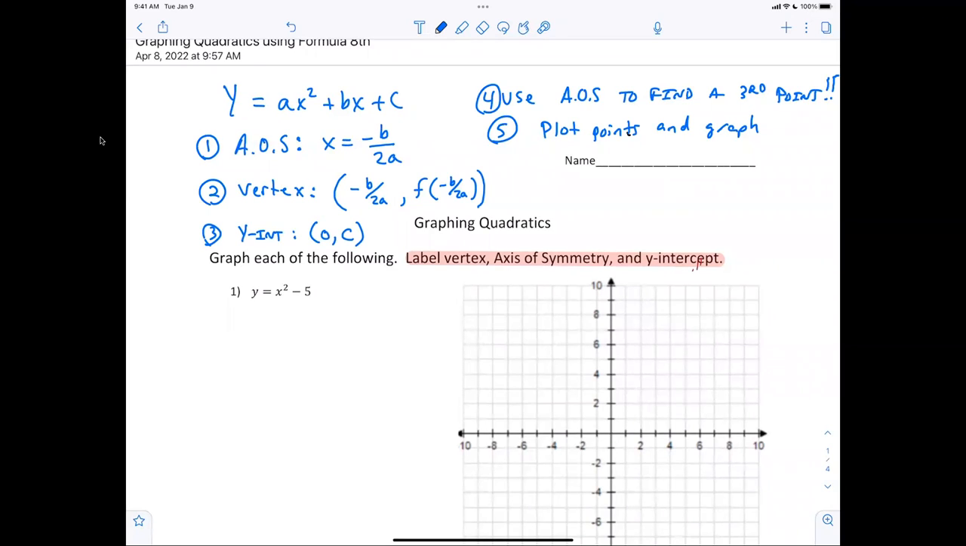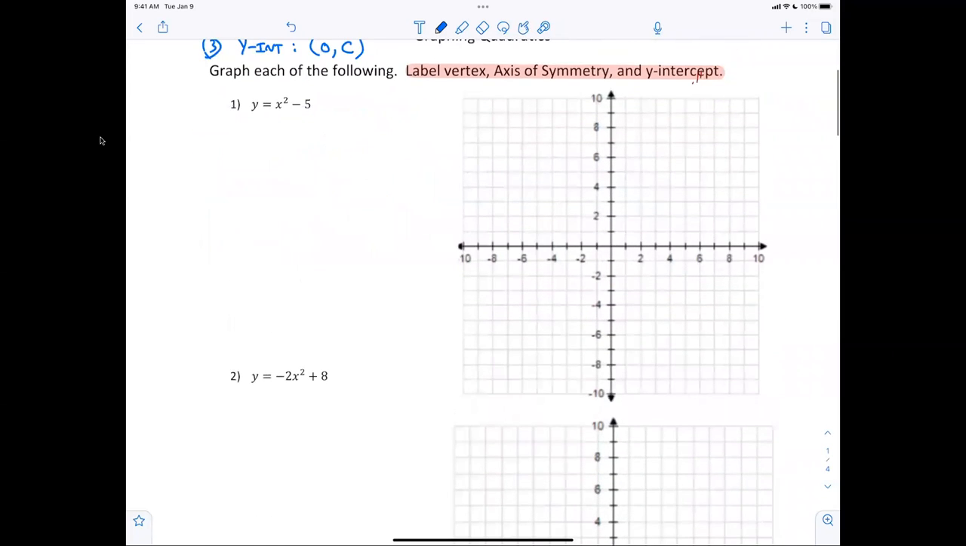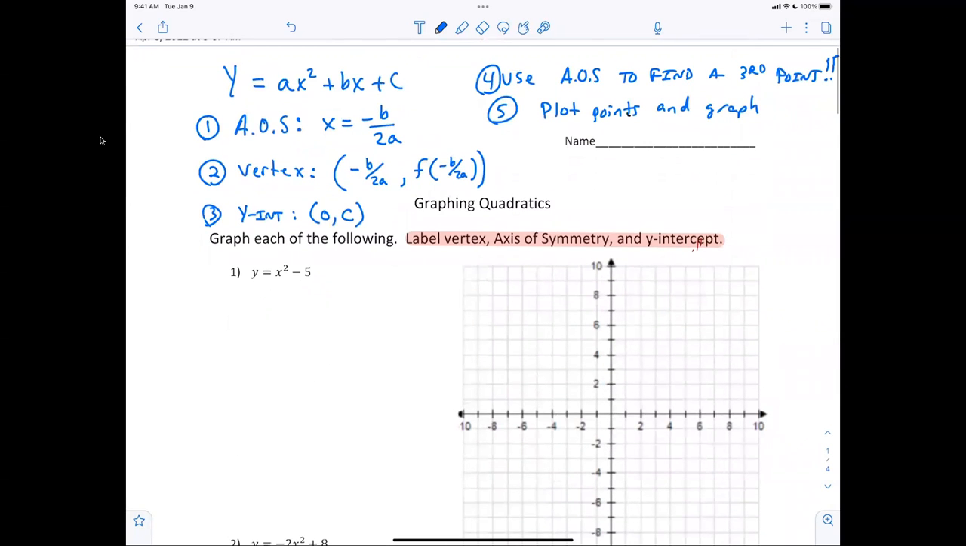Now the first two are going to cause a little bit of problems because there is no b term, so please follow along carefully. Plot the points and graph. Again, I promise you, just follow these 5 things and you get the hang of it.